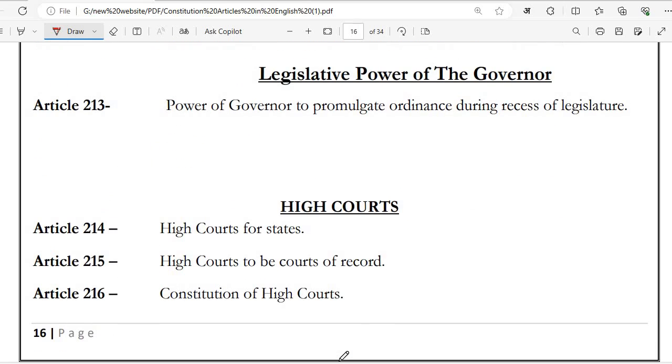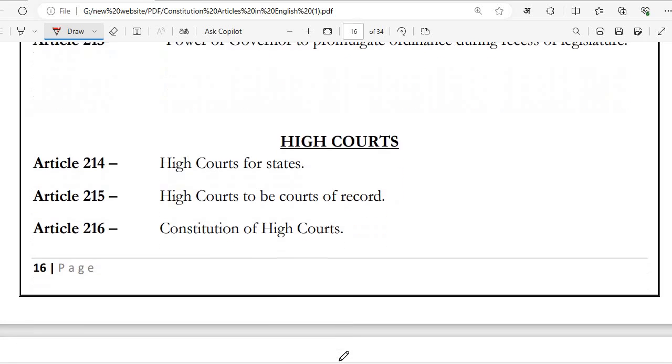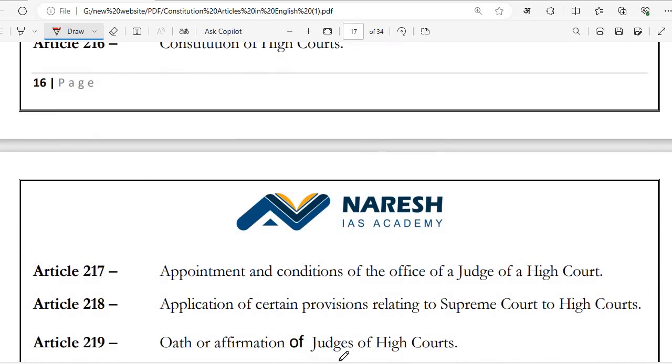Article 213, the ordinance power of the Governor. This is similar to the ordinance power of President in Article 123. High Courts, Article 214, High Courts for the states. Now India has 24 High Courts. And High Courts to be courts of record, same. Constitution of High Court, Article 216.